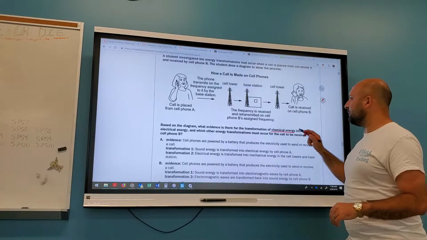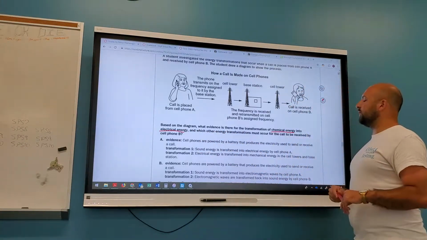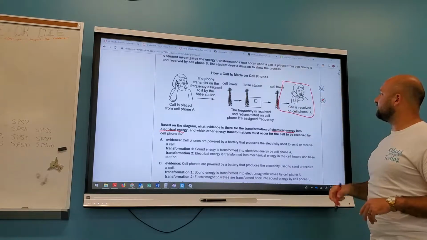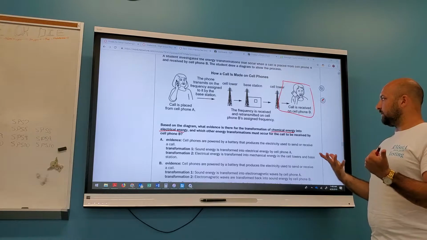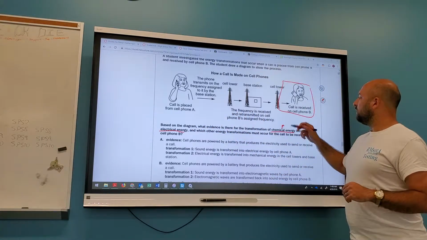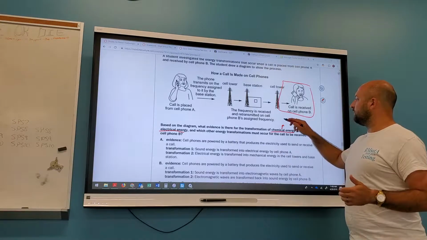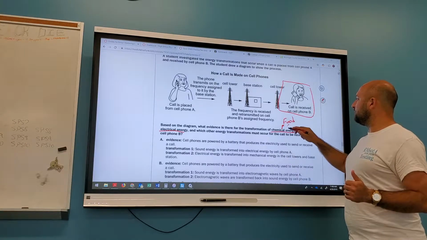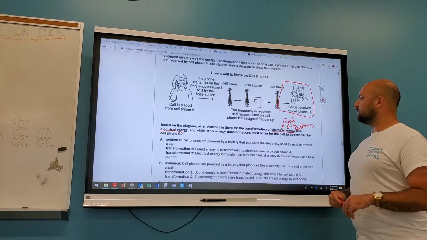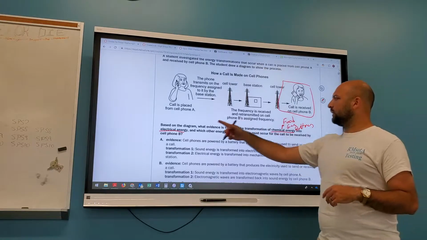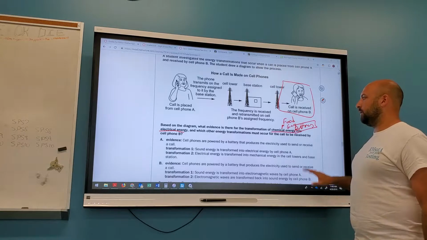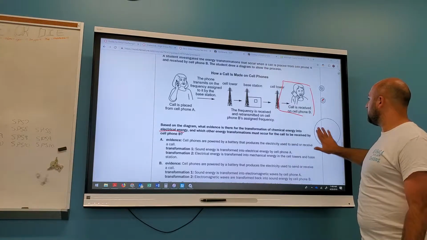We're looking for transformation of chemical energy into electrical, and then which other energy transformations must occur for the call to be received by cell phone B? What else has to go on here? Well, let's think. Chemical energy into electrical energy. Chemical energy has to do with food, has to do with gasoline, and it has to do with batteries, all right? So, chemical energy into electrical energy. If we're going from chemical to electrical, odds are we're dealing with a battery. So, let's look and see if we have answer choices here dealing with batteries.